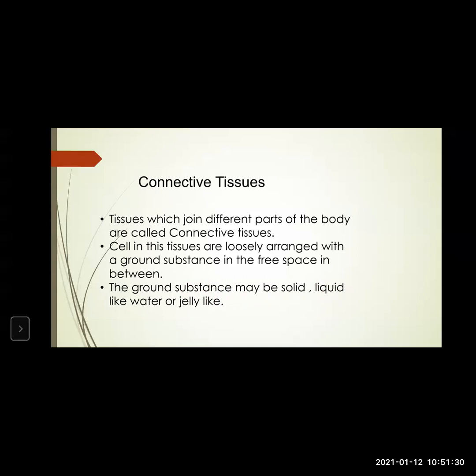So remember that connective tissues connect all the parts of the body. Then it consists of different types of loosely arranged cells within the ground substance. What is this ground substance? Ground substance is also known as matrix, which is either solid or liquid or water-like or jelly-like. Okay, liquid like water or viscous like a jelly.